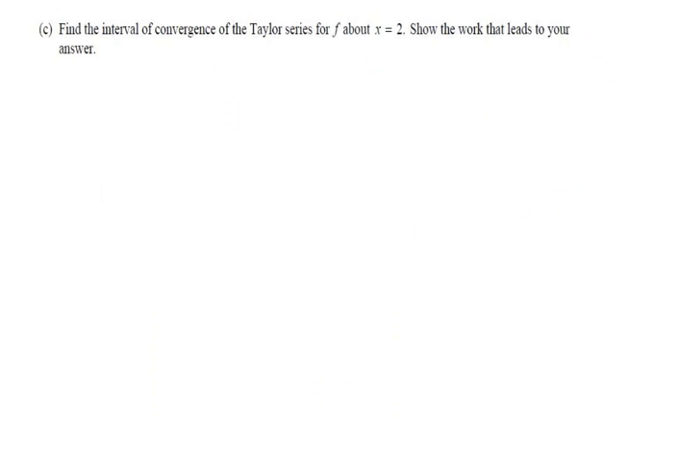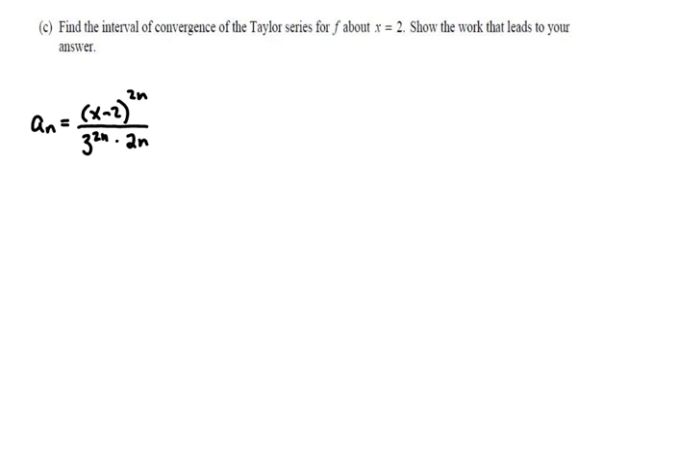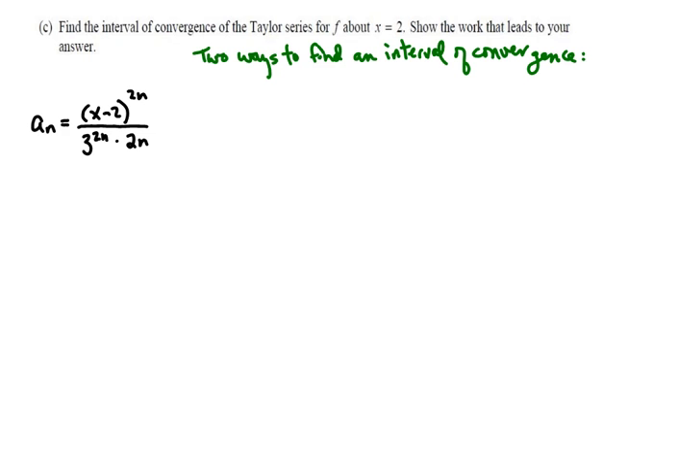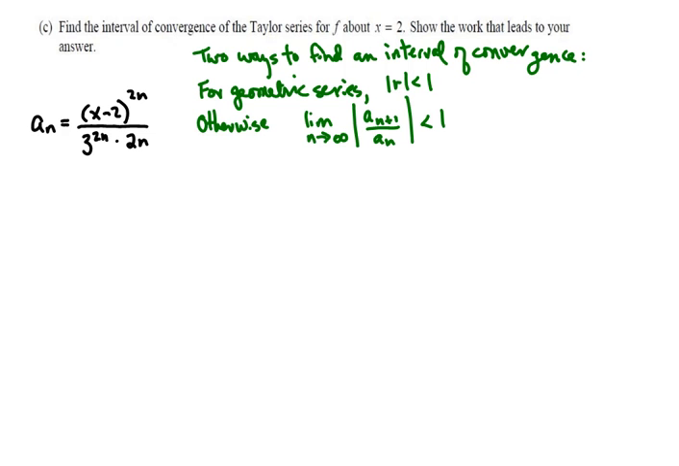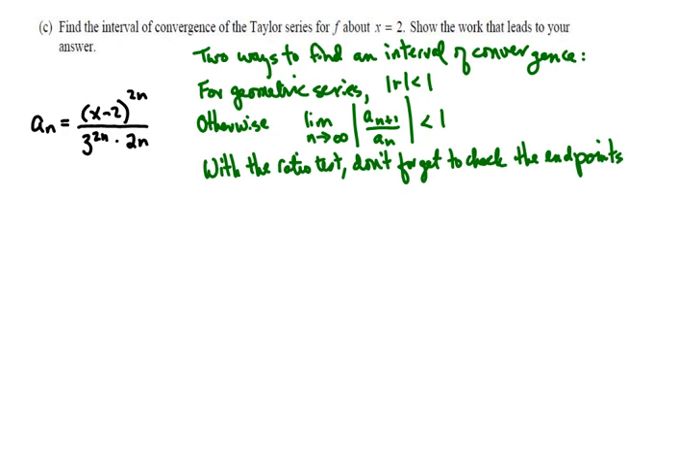In part C, we're asked to find the interval of convergence of the Taylor series for f about x equals 2. Now recall that for finding an interval of convergence, there are 2 ways. One, if it's a geometric series, it will converge when the absolute value of r is less than 1. Otherwise, we'll have to use the ratio test, and we're looking for the limit as n approaches infinity of the absolute value of the n plus first term over the nth term, where that is less than 1. And with the ratio test, don't forget to check the endpoints.